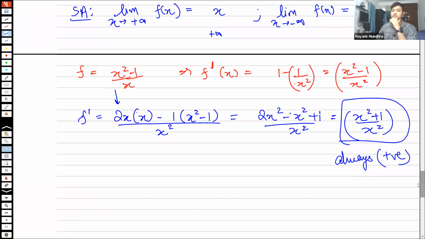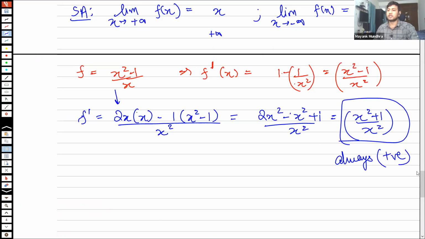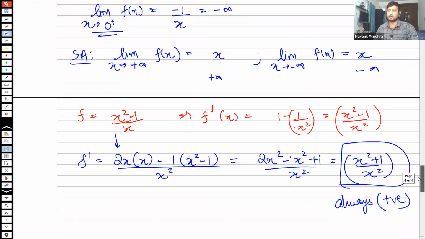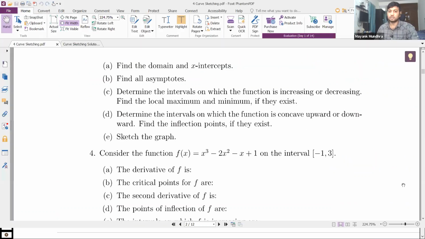Okay, so we can further find the local maximum minimum if they exist. There are no local maxima or minima because f prime is always positive. It keeps on increasing everywhere. So no point is local maxima minima. The only point which could have been something is 0, but 0 is not even in the domain. So we are not going to say 0 is anything. Okay, 0 is nothing. 0 is not in the domain.